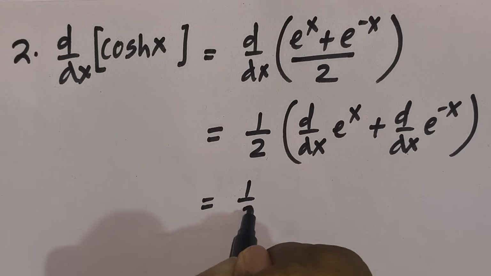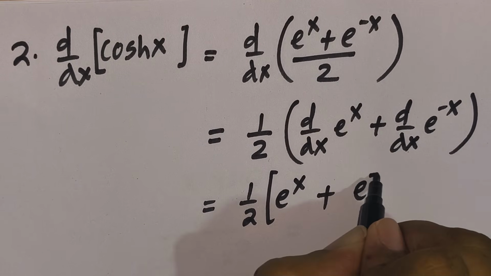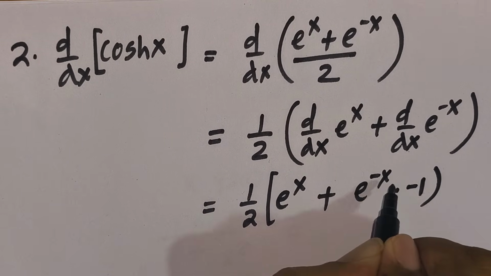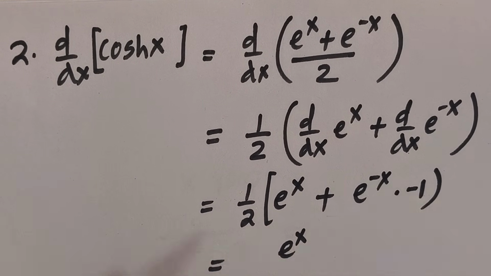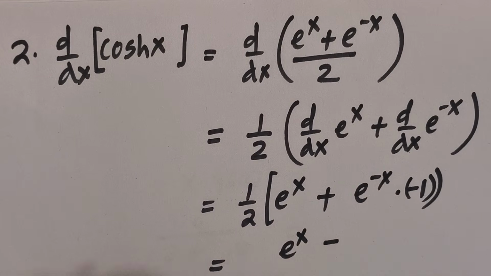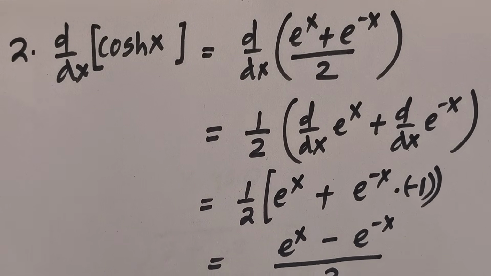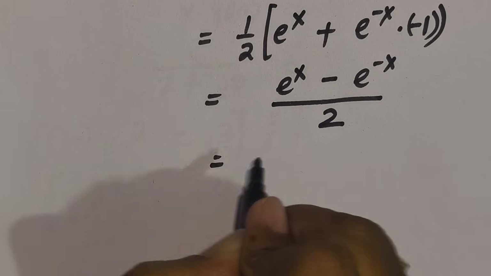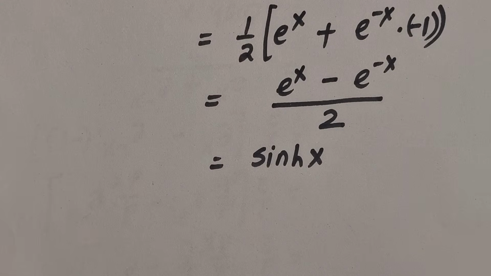What is the derivative of e to the power x? It is simply e to the power x. Derivative of e to the power minus x, again chain rule. Derivative of minus x is minus 1. So this becomes e to the power x plus, minus minus, this is e to the power minus x, whole divided by 2, which is hyperbolic sine. So the derivative of hyperbolic cosine is hyperbolic sine. But in trigonometry, the derivative of cosine is minus sine. Note this thing.